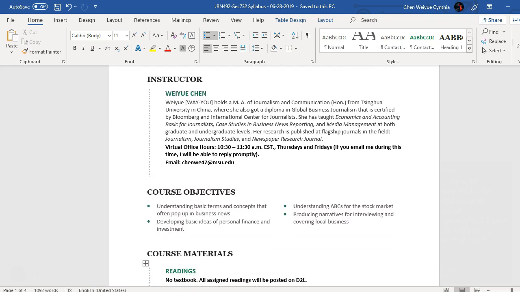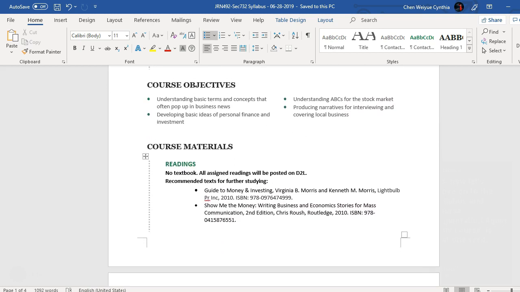So for readings, we don't have any textbook. All assigned readings will be posted on D2L, but I do have 2 recommendations for further studying. The first book, Guide to Money and Investment, is like the ABCs for investment. Almost all the financial advisors in the United States would use this book for their job training. The second one, Show Me the Money, is basically the Bible for business reporters. We have 2 chapters from this book for course reading, but I would strongly encourage you to get this book if you want to become a future business reporter.